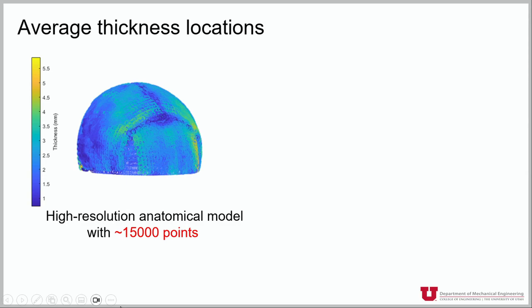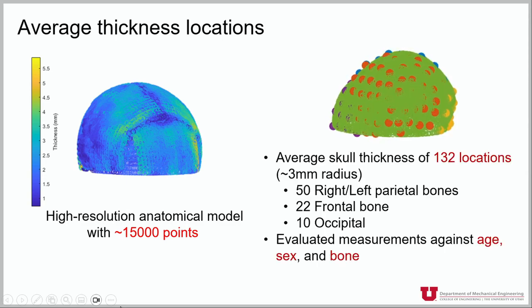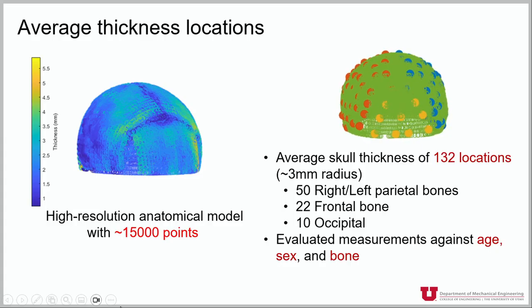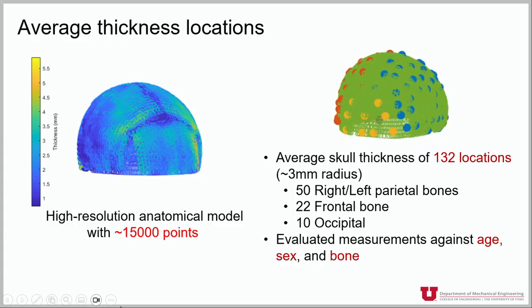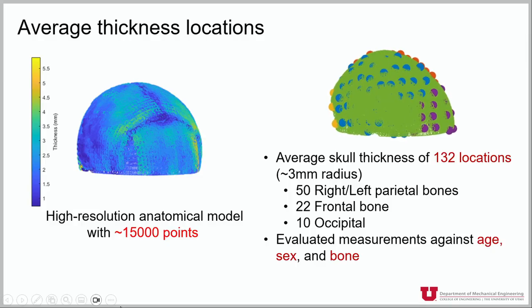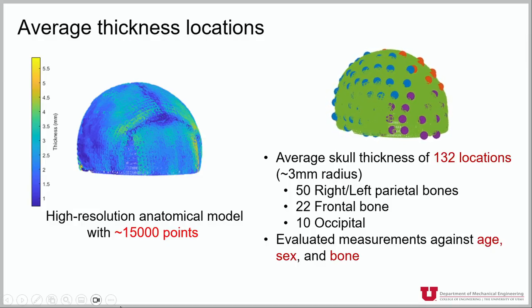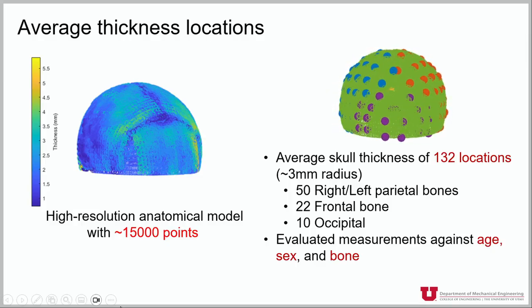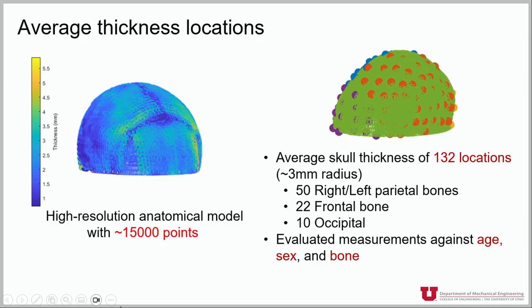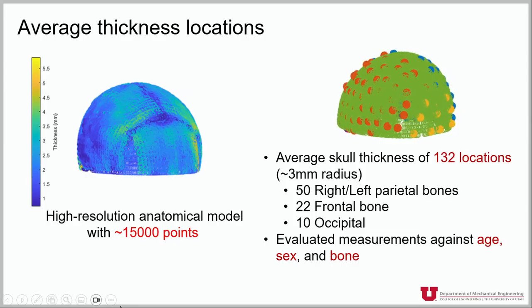So we did reduce the data set down to 132 locations. So we averaged our thickness values across these 132 locations and used just the average values at each of those locations for each of the infants. This resulted in 50 parietal bone locations, 22 frontal bone locations, and then 10 occipital bone locations. And we looked at age, sex, and bone.